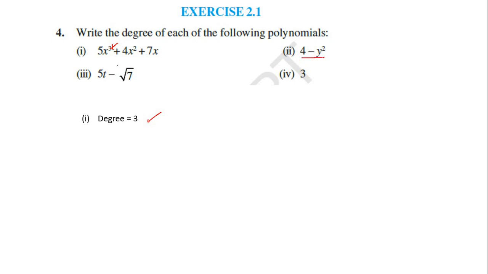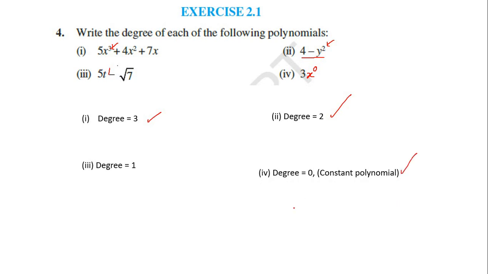In a similar way, in the second part, you can see the highest exponent is 2 for the variable y. So the degree is 2 here. Next, part 3, the highest degree term is t to the power 1. So the degree for part 3 is 1. Here, this is a constant polynomial. You must know about constant polynomials. The degree is 0. If you are not able to understand it this way, you can write 3 as 3 x to the power 0. We already discussed the exponent rule in chapter 1. So it has degree 0 as it is a constant polynomial. In this way you can solve question 4.